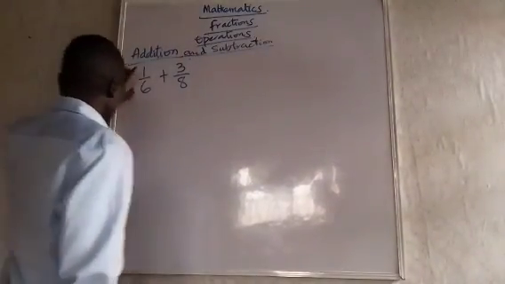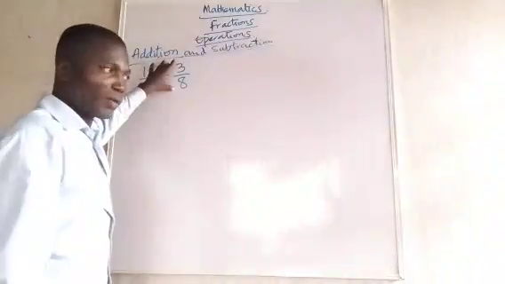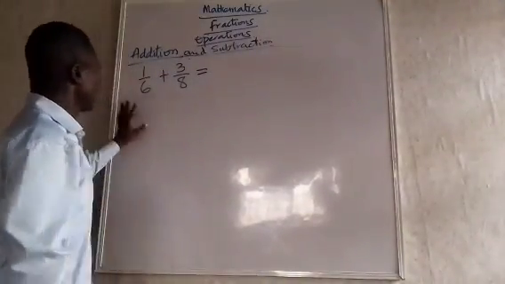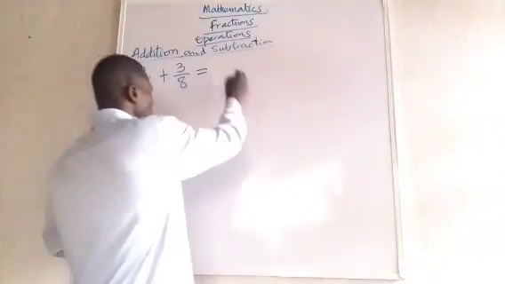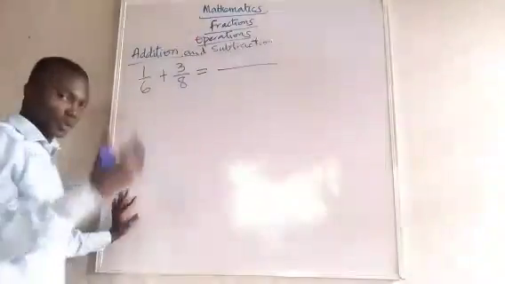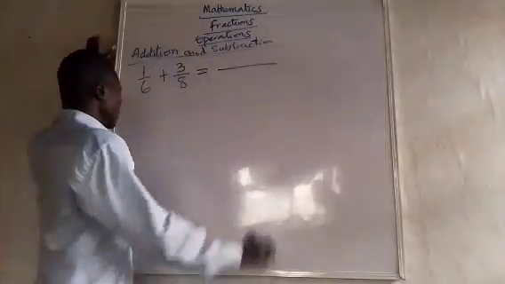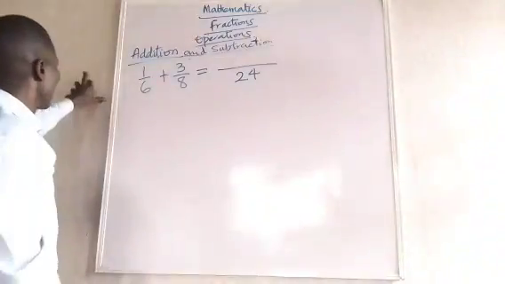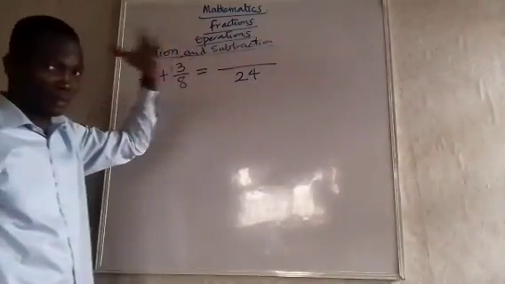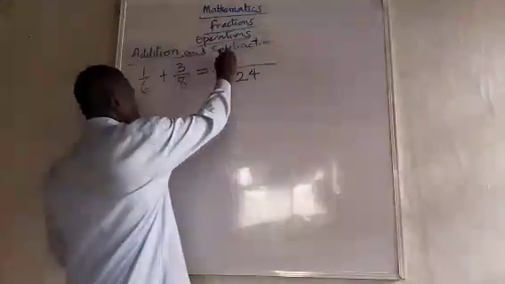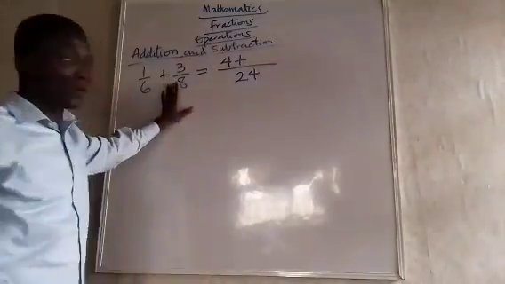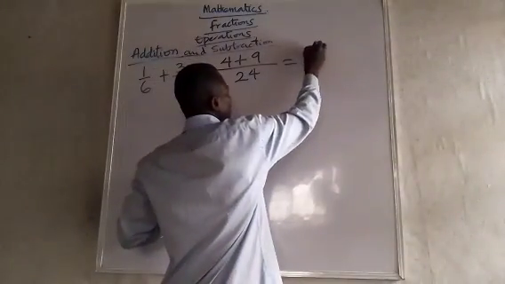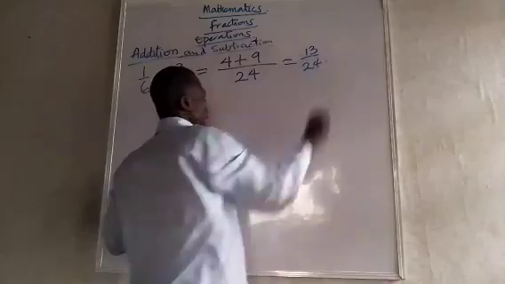Now look at this. We have 1 over 6 plus 3 over 8. We can have it like this. What is the LCM? LCM is 24. That's the lowest common multiple. Then 6 in 24, that is 4. 8 in 24, that is 3. 3 times 3, 9. And that gives us 13 over 24.